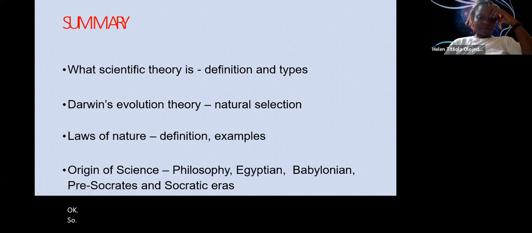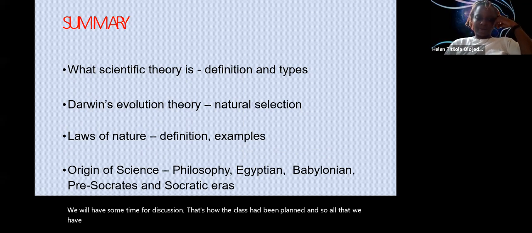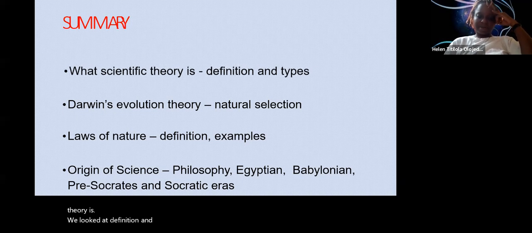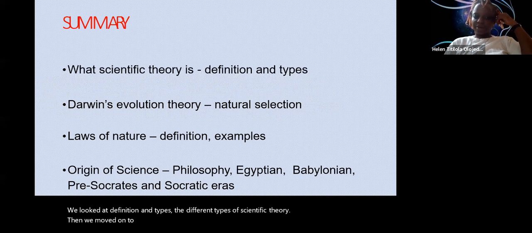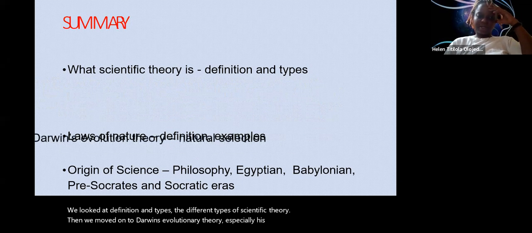We will have some time for discussion. That's how the class had been planned. All that we have discussed so far, we have them on the screen. We start by explaining what scientific theory is. We looked at definition and types, the different types of scientific theory. Then we moved on to Darwin's evolutionary theory, especially his theory of natural selection.